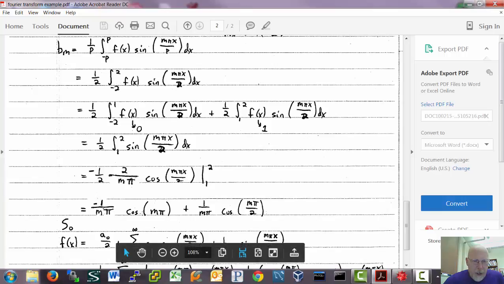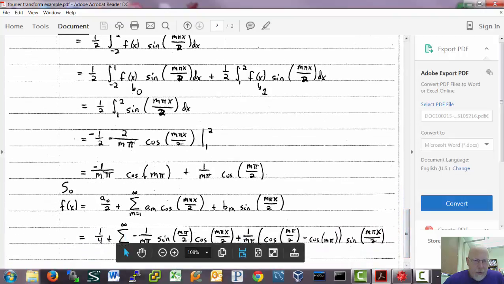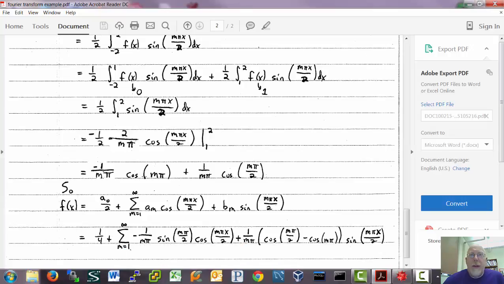Plugging in the 2 and the 1, we get cosine of m pi. That, unlike sine, is not 0. So cosine of m pi, again, is actually going to oscillate. It'll be 1, -1, 1, -1, and so on. And cosine of m pi over 2 is going to do something very similar to sine. When m is 0, that'll be 1. When m is 1, that'll be 0. When m is 2, -1.